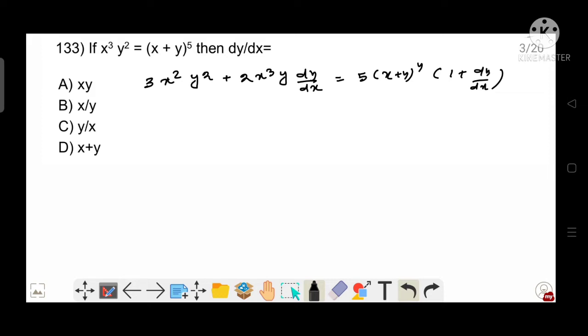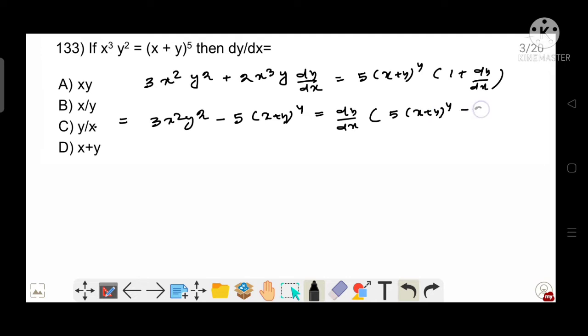So in this first term we have x square and y square multiplied, so the multiplication rule applies: u derivative v plus v derivative u. So next, on the other hand, we can write 3x square y square minus 5 into x plus y to the power 4, which is equal to dy by dx into 5 x plus y to the power 4 minus 2x cube y, isn't it?